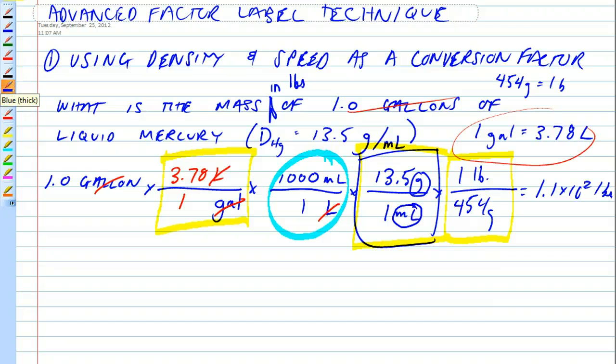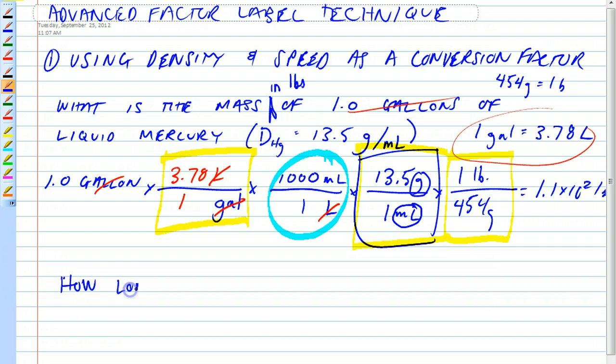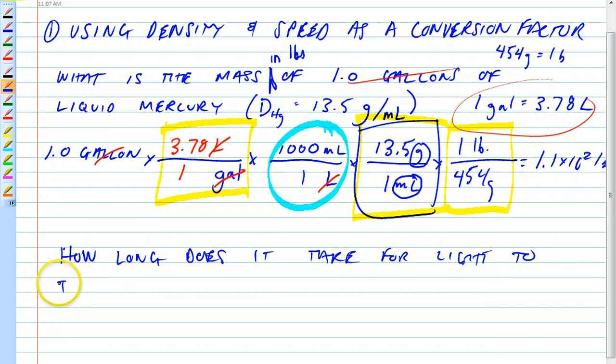Now let's look at using a speed. So let's say how long does it take for light to travel, let's say 1,000 miles.